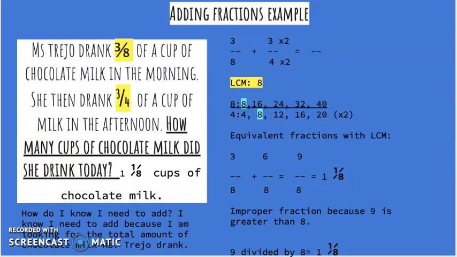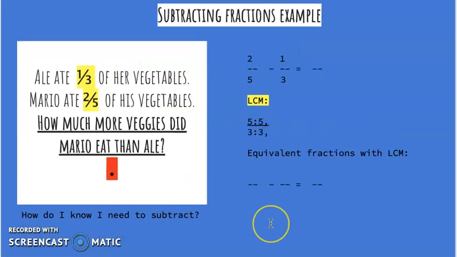Alrighty, guys. Now, we're going to go to our second example, subtracting fractions. So, our problem reads, Ale ate 1/3 of her vegetables. Mario ate 2/5 of his vegetables. How much more veggies did Mario eat than Ale?